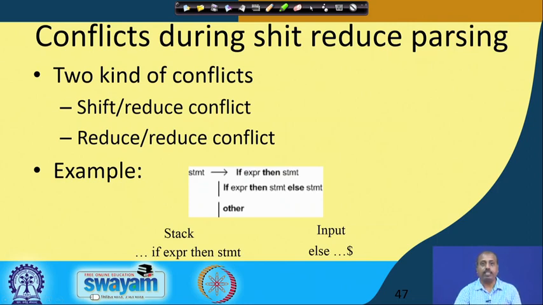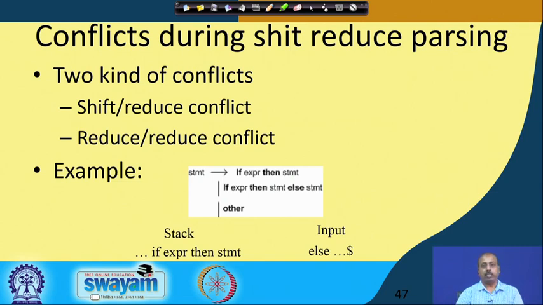There can be conflicts in shift reduce parsing, and there are two types of conflict: one is called shift reduce conflict, another is called reduce reduce conflict. Shift reduce conflict means that, looking at the next input symbol and the top of the stack, there may be two possible actions. We can shift the next input, or we can apply a reduce operation following some production rule. If the grammar is such that we cannot identify a single operation, so both the shift and reduce operations appear to be valid, then that is called a shift reduce conflict.